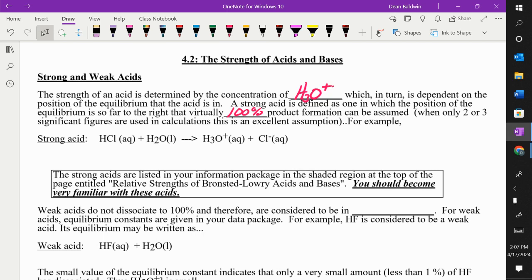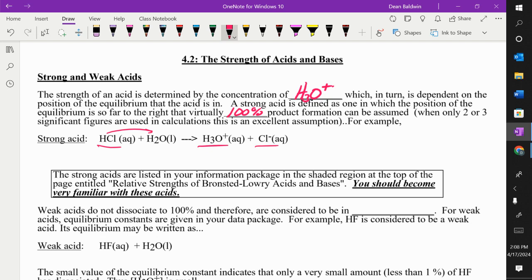Okay, it's not technically, if you went to enough sig fig decimals, it's not quite 100%. But because basically all the calculations we do are 2 to 3 sig figs, we can consider it to be 100% dissociated. Okay, so HCl is a strong acid. If you put it into water, note I don't have an equilibrium here, I just have a little arrow. Okay, it dissociates 100%. It dumps the proton onto water. You get H3O plus and Cl minus.